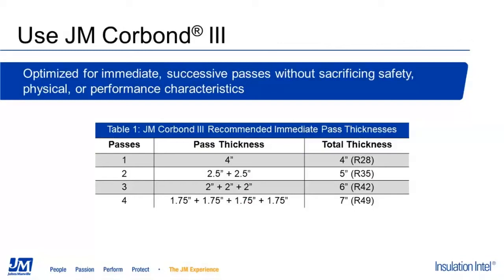Our maximum thickness for one pass would be 4 inches, and up to 4 passes with each individual pass as 1.75 inches, immediately sprayed after each other to achieve a total thickness of 7 inches and R49.